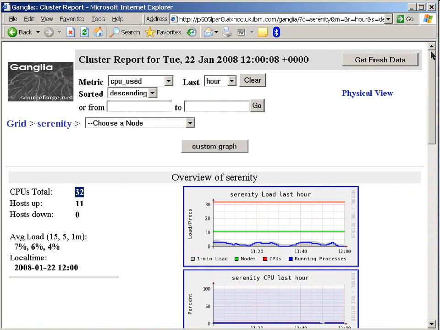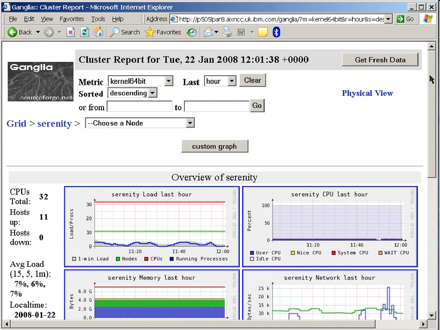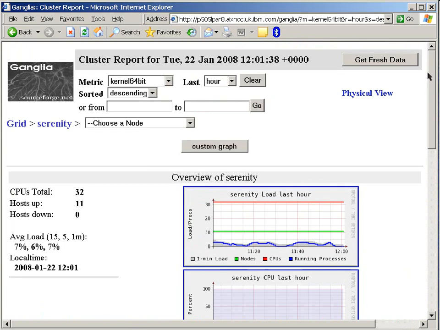If I go back up the top here, we can see that we can control things that we're actually monitoring. For example, we're currently looking at CPU use, but we can look at any one of a large collection of different numbers in here. So we can look at the CPU used, a particularly useful one, but we could look at something, for example, are we using 64-bit operating systems here? Again, I scroll down to the bottom, you have a yes everywhere, good.